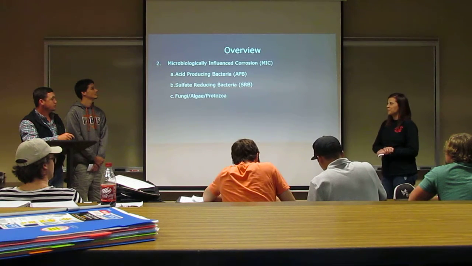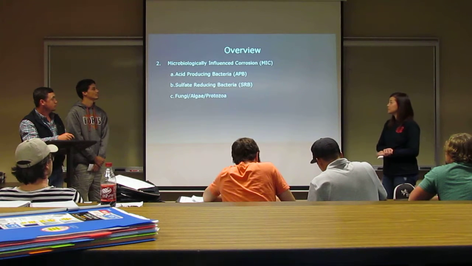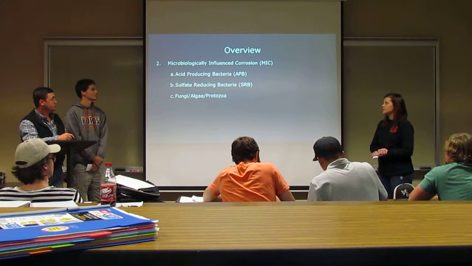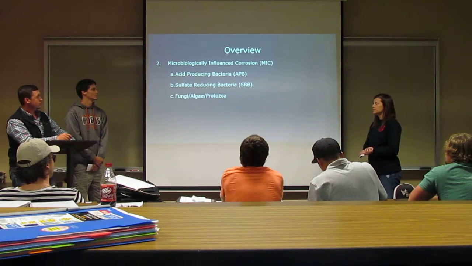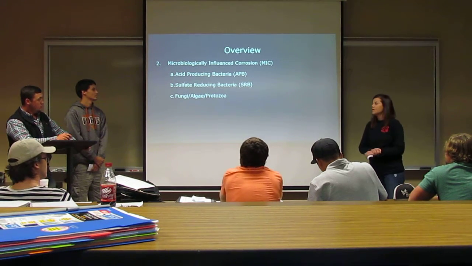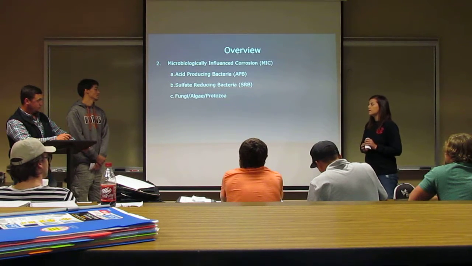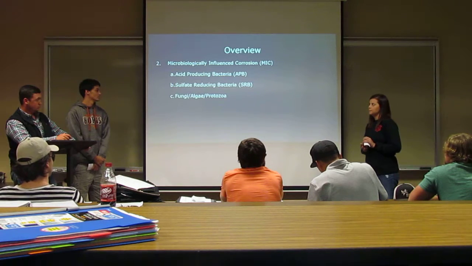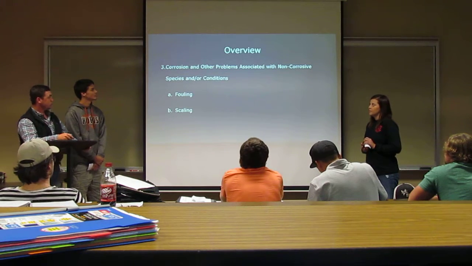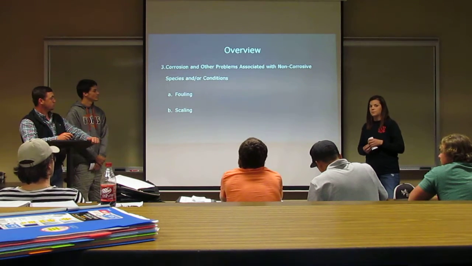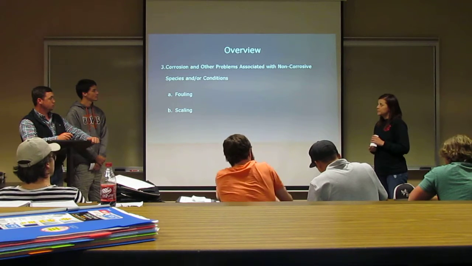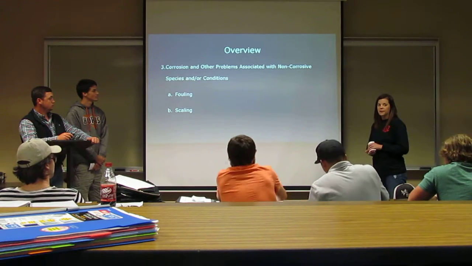We'll also talk about microbiologically influenced corrosion, or MIC. This includes acid-producing bacteria, which is APB, sulfate-reducing bacteria, SRB, and then fungi, algae, and protozoa. And we'll also talk about other problems associated with non-corrosive species, which include fouling and scaling.